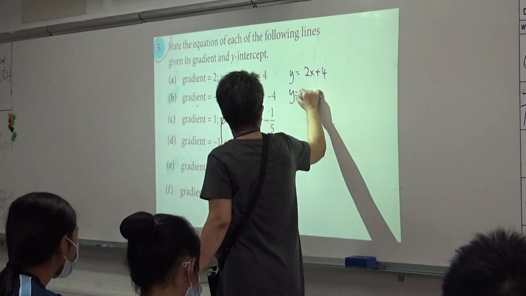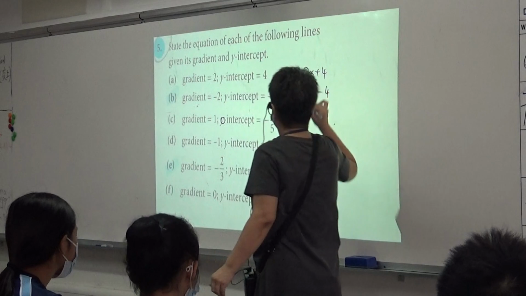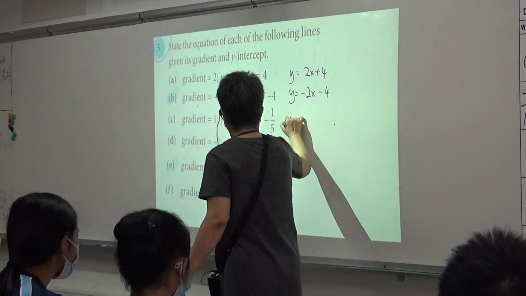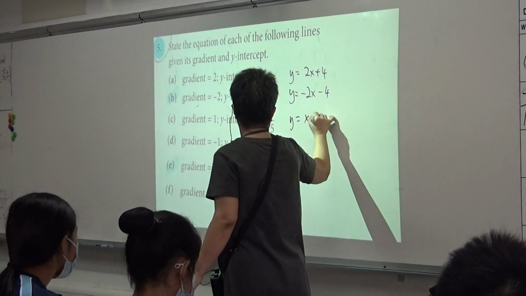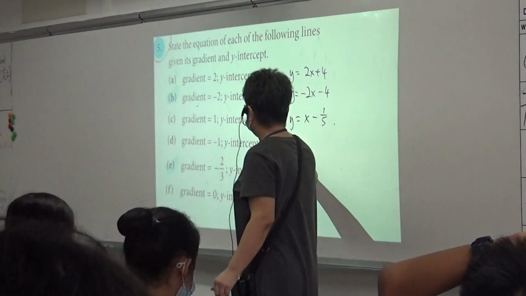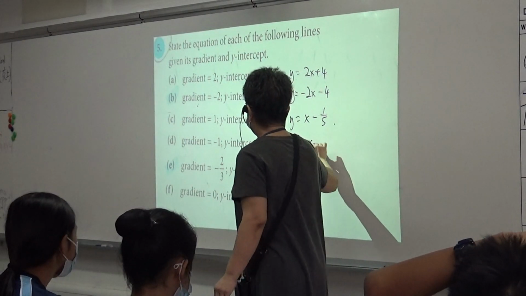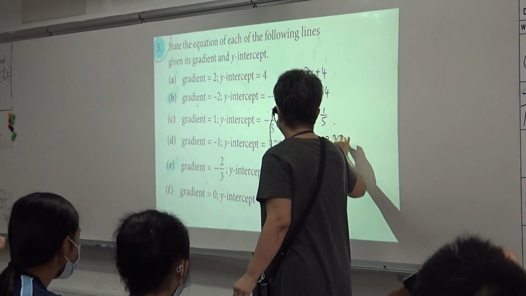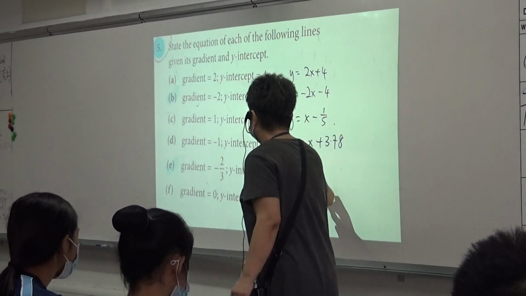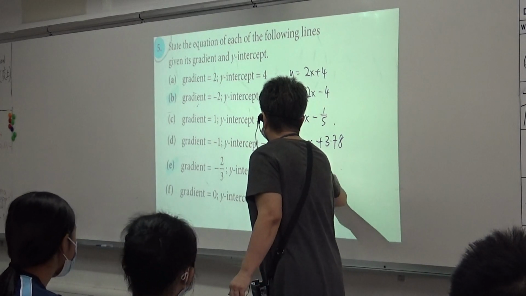Y equals to minus 4. Good. What about this one? Y equals to x minus 1/5. Next one? Negative x plus 3.78. What about the next one? Y equals to what? Negative 2/3 x.